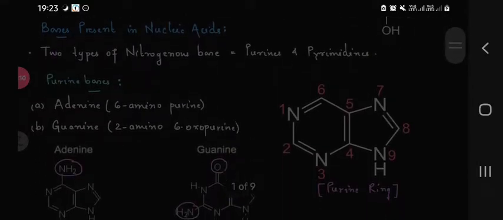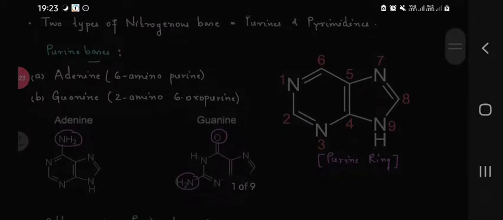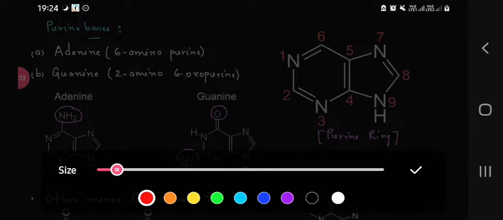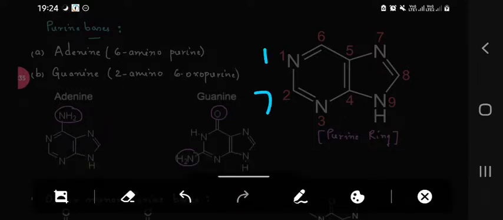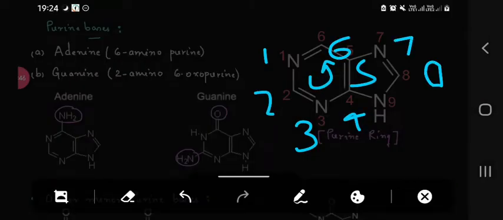Bases present in nucleic acids: 2 types of nitrogenous bases, purine and pyrimidines. Purine bases: adenine 6-aminopurine and guanine 2-amino-6-oxopurine. So here you can see adenine 6-aminopurine. So numbering is like this: 1, 2. So you have to move like this: 1, 2, 3, 4, 5 and 6, 7, 8 and 9. Okay.